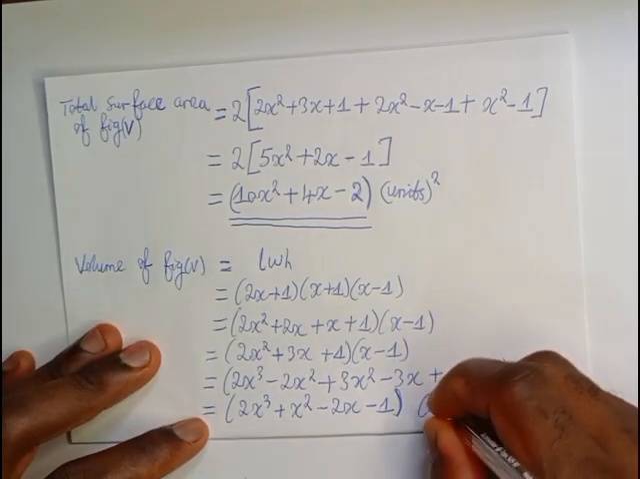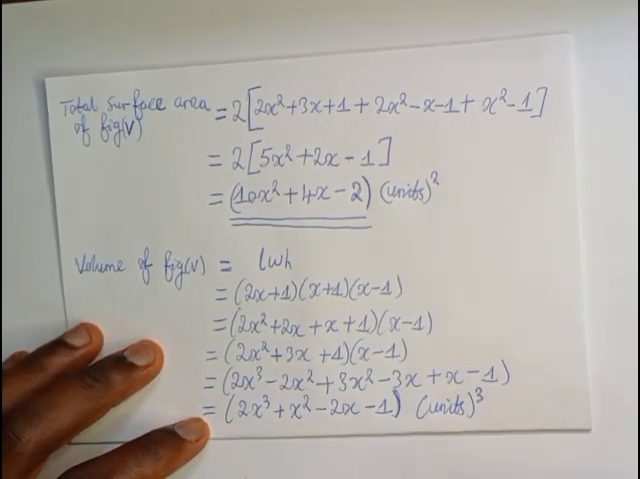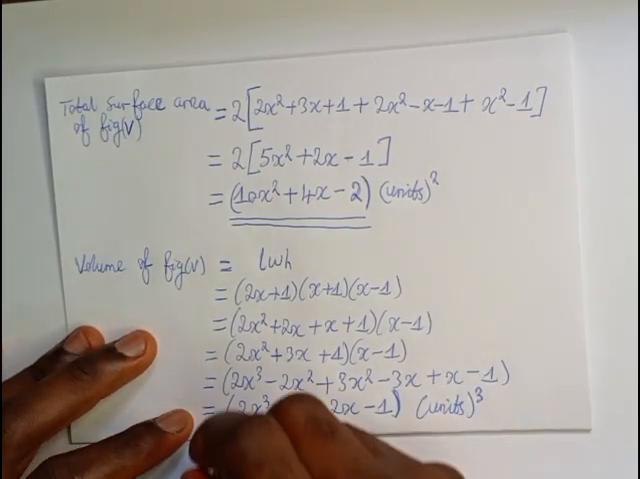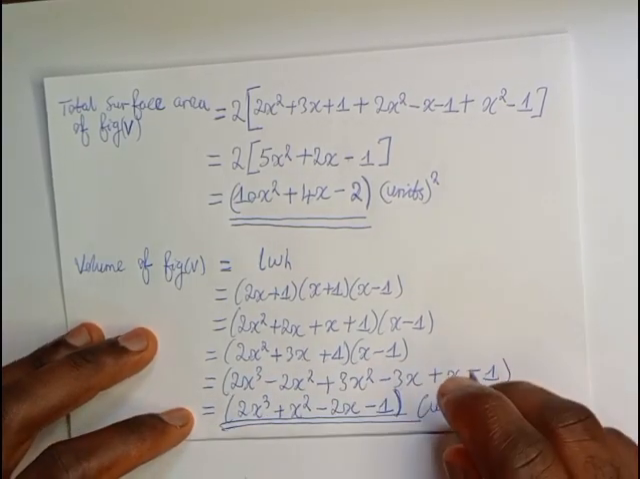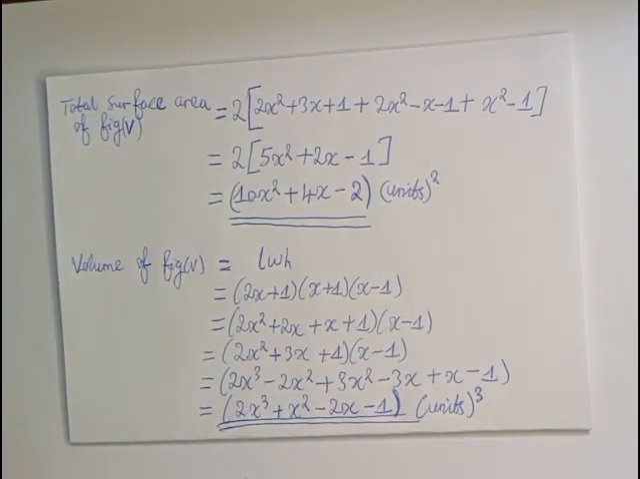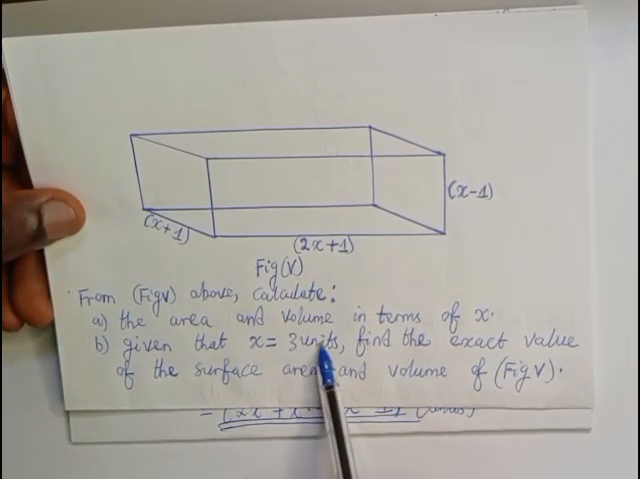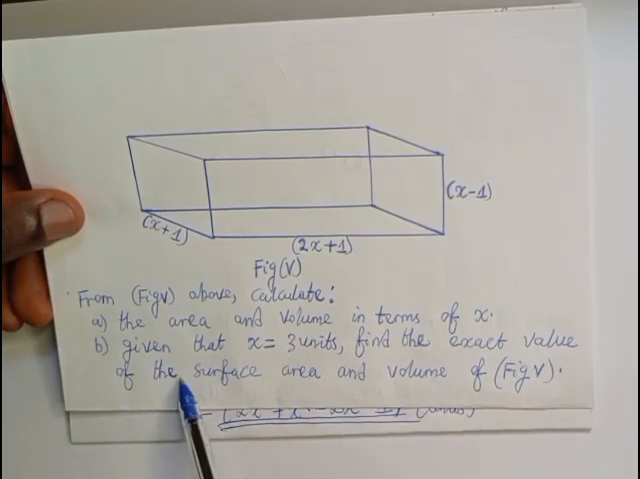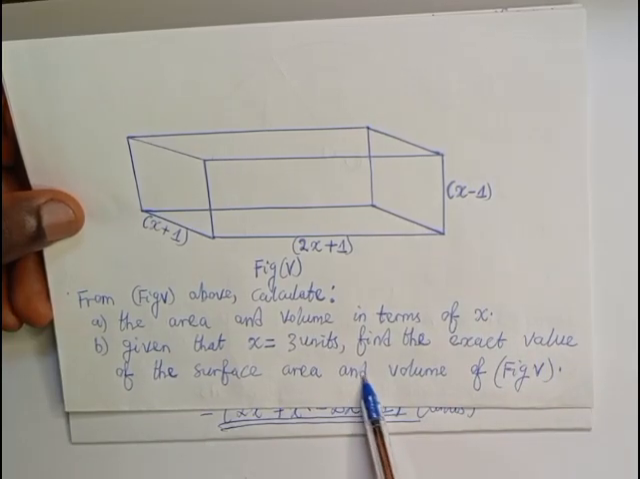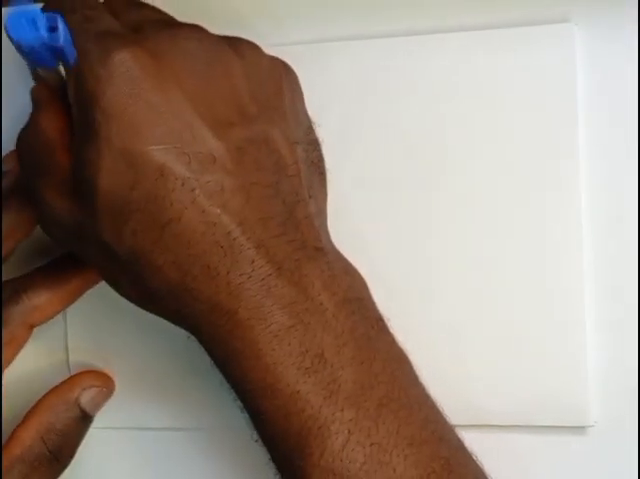Then we must take the units cube. Remember, volume is measured in units cube. Underline our answer. We go now to question B. B is telling us that given that x is equal to 3 units, find the exact value of the surface area and volume of figure 5.